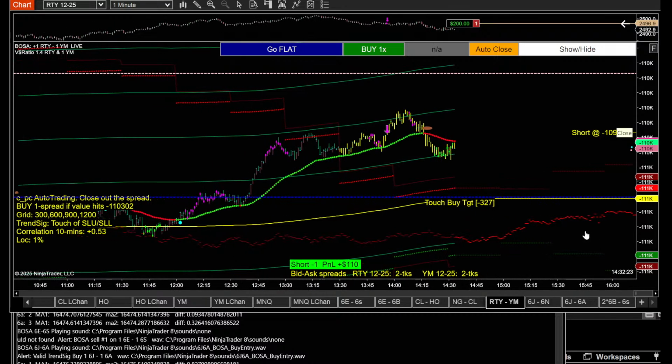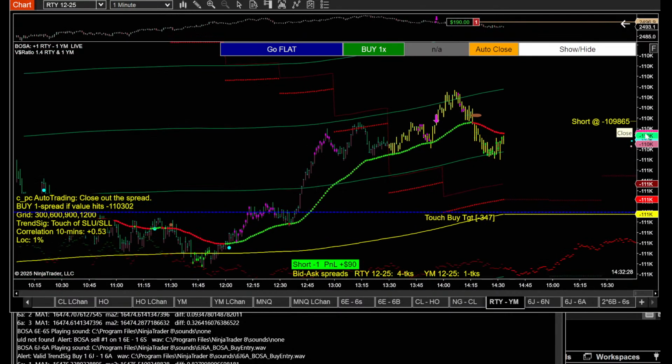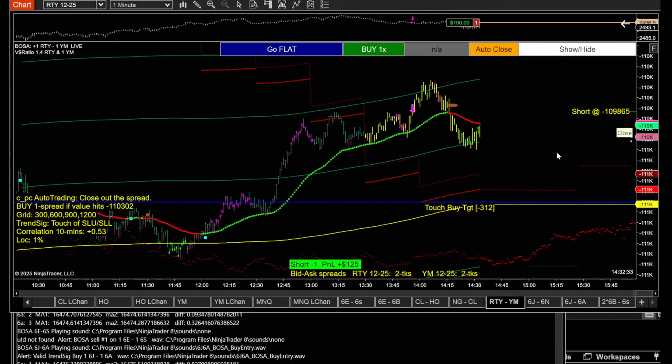So let's see if we can hit it. I got this close here. It's a graphic anomaly. It's in the way, but we'll get around that and hold on for target.